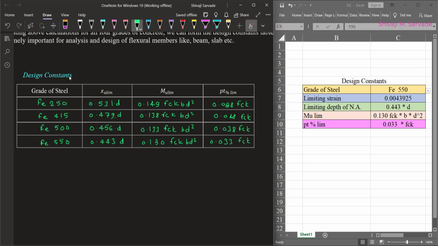So this completes our design constants table, and these values we have to refer to time and again for analysis and design of flexural members like beams and slabs and even footings. At this point we could numerically get all these values, and in subsequent sessions we'll see how these design constants can be used for section analysis and section design.